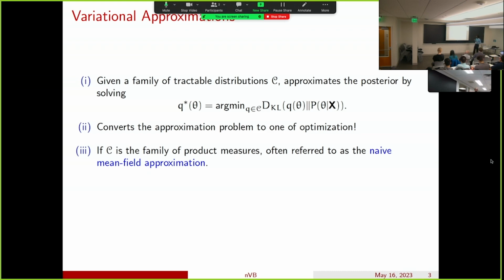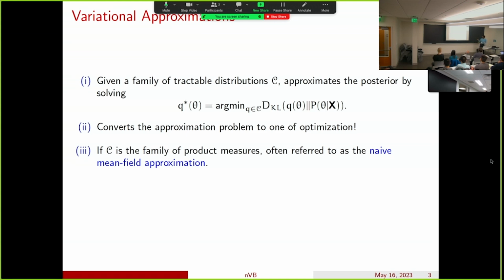One of the reasons why this is quite attractive is that it converts this problem of approximating a distribution or sampling from it to a problem of optimization, although an optimization now over the space of probability distributions. And in particular, if this class C on which we do our optimization is simple enough, then often this optimization is quite tractable, it's very fast, and in practice seems to work really well.